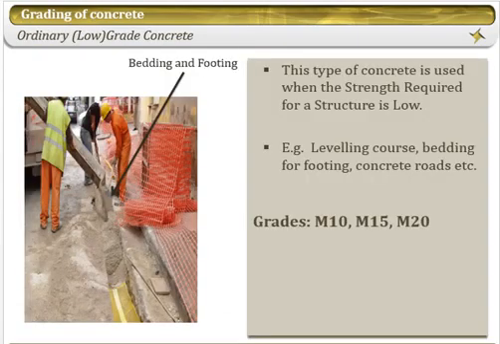And the third one is ordinary low grade concrete. This type of concrete is used where the strength required for the structure is very low. If we require very low strength, like for bedding for RCC plane or footing purposes, normal works, leveling work, footing works, or any preparation of a platform where heavy traffic does not move over it, then we use ordinary grade of concrete.